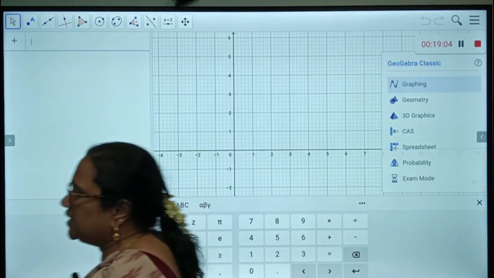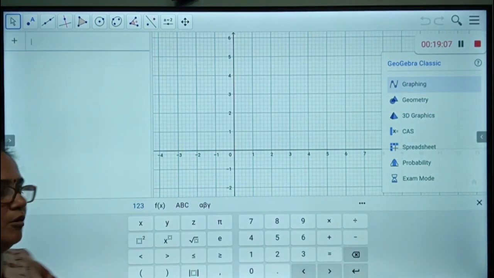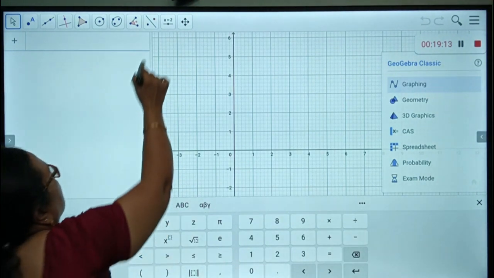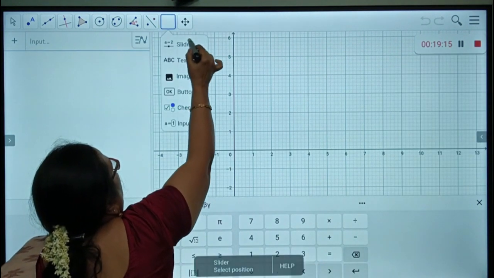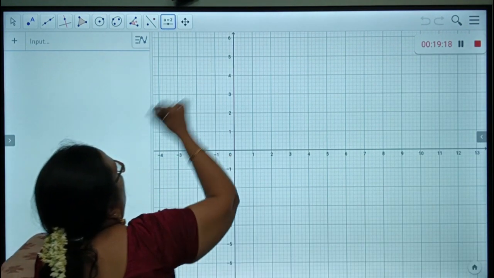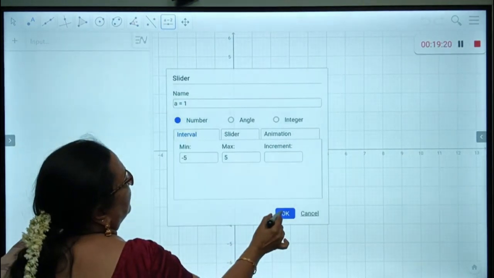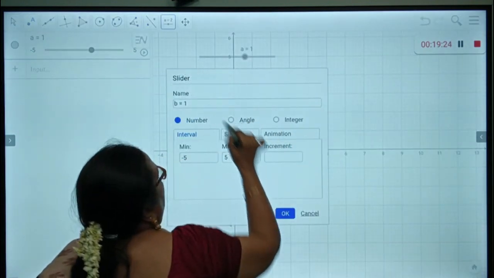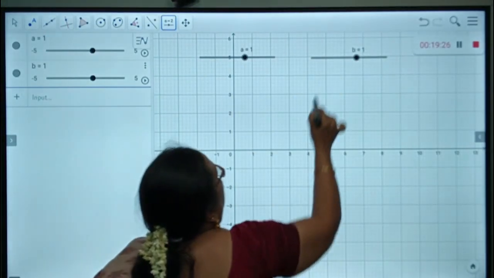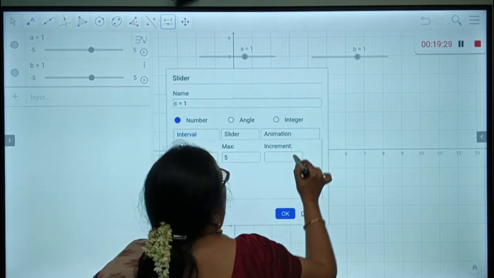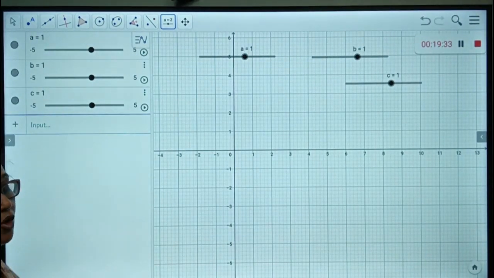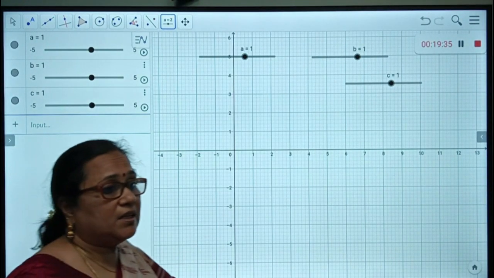So now let us see how a quadratic polynomial looks like. Okay. So I am also going to have 3 sliders. One slider for A, another slider for B, and another slider for C. So we have 3 sliders. You may wonder why I have created 3 sliders.